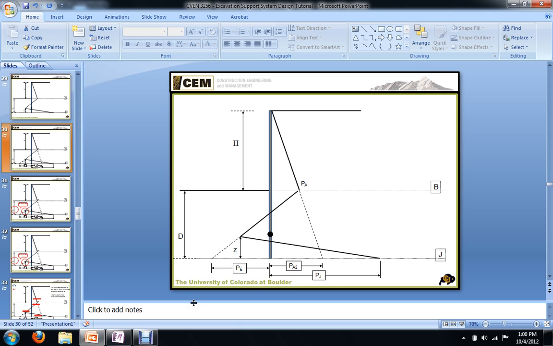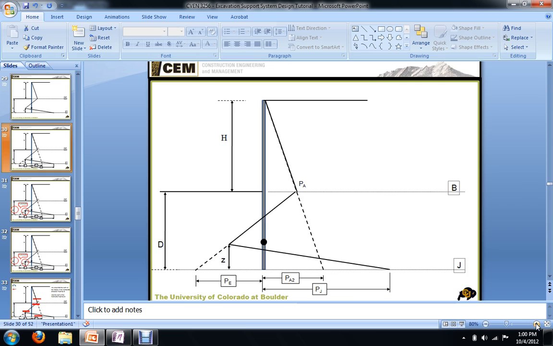If you look at this diagram on the screen right now, hopefully you can see it well. We know PA, we know PE, we know PA2 and PJ, and we know the depth is 10.5 feet in our example problem. What we don't know is the depth D or the distance to the point of rotation, which we're going to call Z. We don't know those values, but we have two equations of equilibrium and two unknowns.